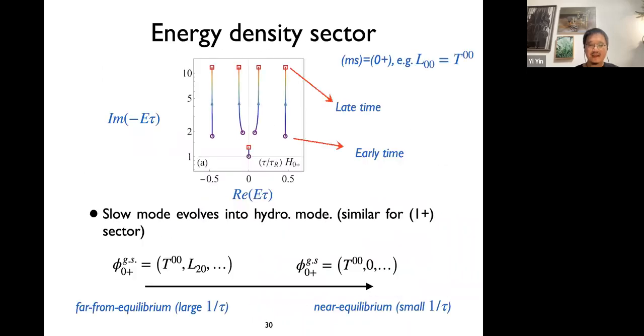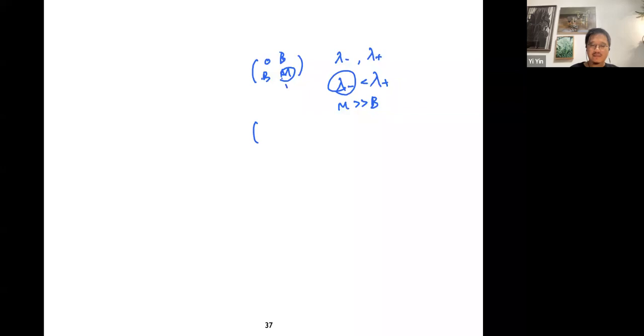I'm sorry, maybe I didn't make the point clearly. Maybe let me give an analogy. An intuitive way to think about our construction is something similar to the seesaw mechanism. For example, you have some matrix, like 0, B, B, M. If you look at the eigenvalues, there's lambda minus and lambda plus. If you require lambda minus to be much smaller than lambda plus, what you do here is require M to be much larger than B. In this sense, you can think of M as the mass of some heavy particle. You make the heavy particle very massive, so you can always integrate it out. But on the other hand, this massive particle is needed to guarantee that I have a very soft eigenvalue. I think the way I interpret our pi is really like this.